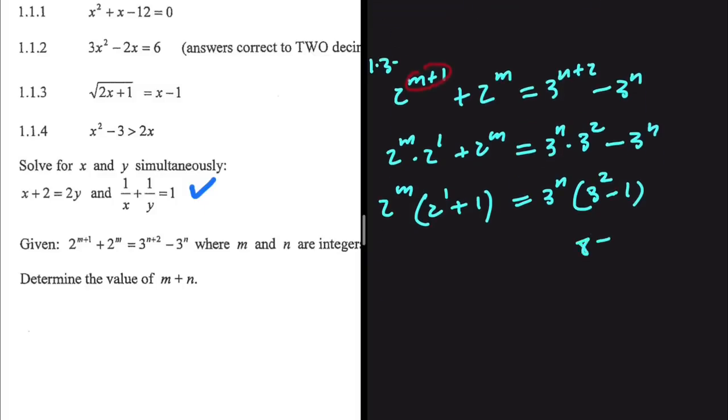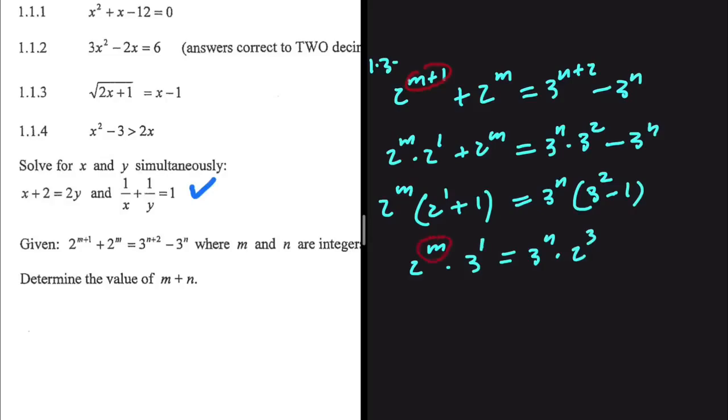But we can write 8 as 2 to the power 3. So let's run with that idea. We're going to have 2 to the power m multiplied by 2 to the power 1, that's 2, plus 1 is 3. So we have 2 to the power m multiplied by 3, being equals to 3 to the power n multiplied by 8, which is just 2 to the power 3. Let's not forget that we have 1 here.